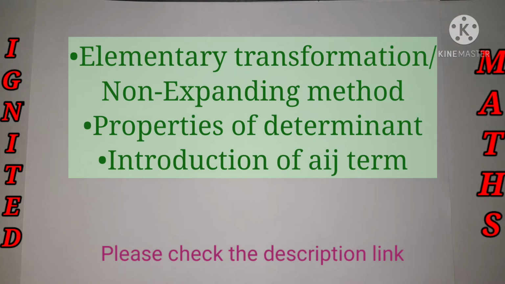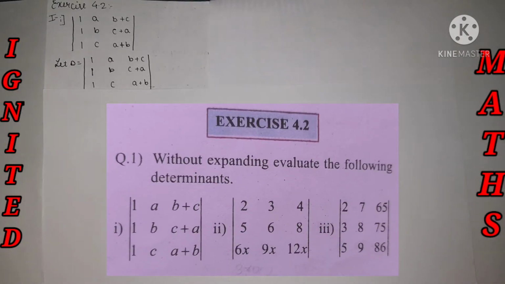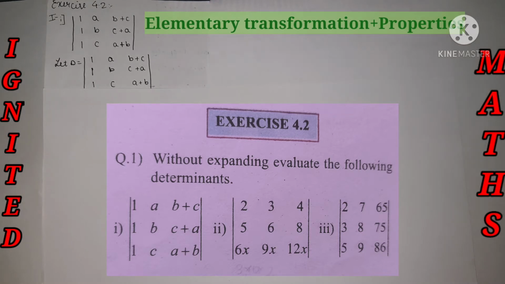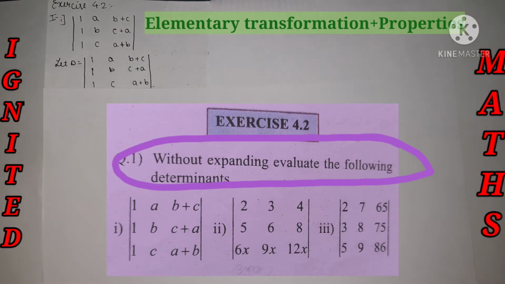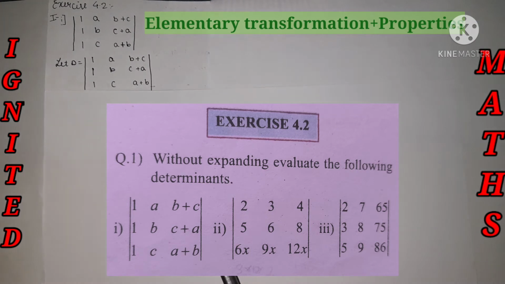So let's get started with Exercise 4.2. First question: they have asked to find the value of the determinant by the non-expanding format. That is nothing but using elementary transformations or properties, we can find the value of the determinant.